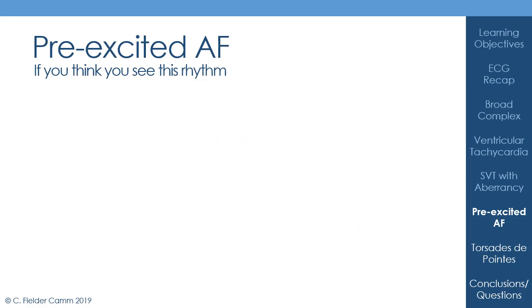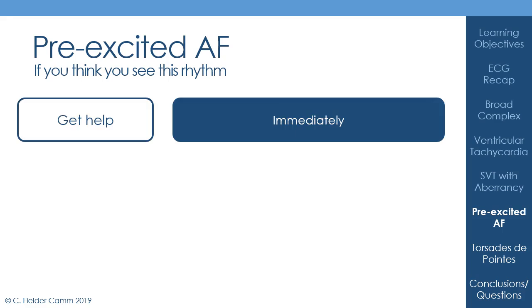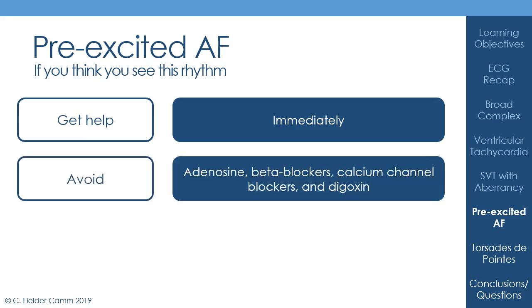So what do you do if you think you see this rhythm? So you've got a broad, complex, irregular rhythm with a dodgy axis, or you see that the QRS complexes are changing in breadth and amplitude between beats. Well, you need to get help immediately. Okay, these patients can become very unstable very quickly.